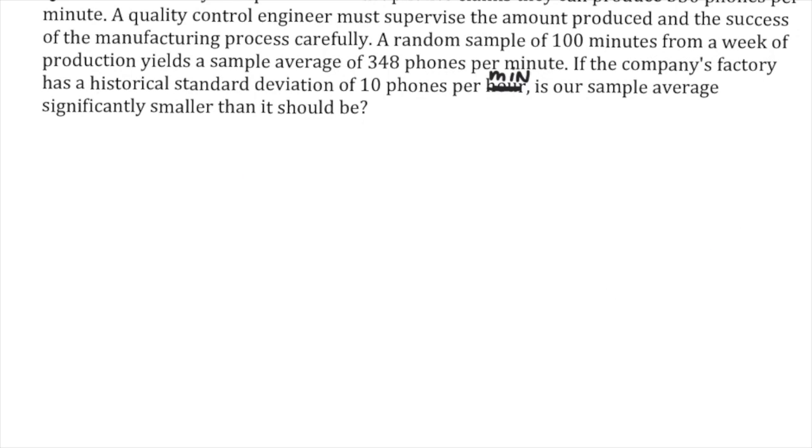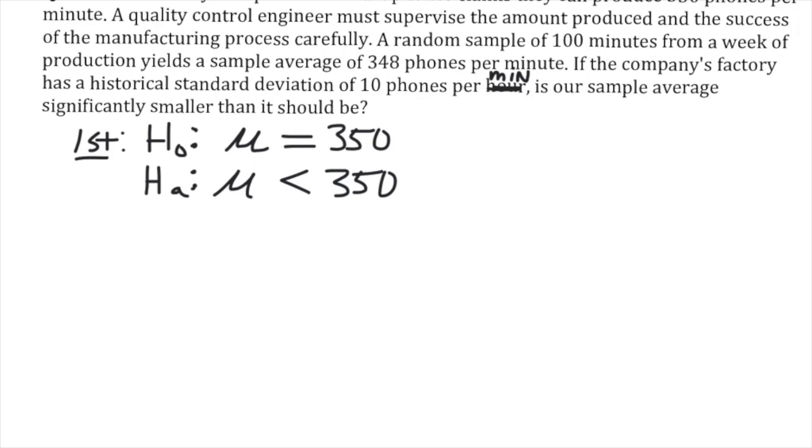Which brings us to the last way to solve this, which would involve using a hypothesis test. So the hypothesis test has 4 steps. The first step is stating our hypothesis. The null hypothesis, or what we're told is true, is that the factory is producing 350 phones per minute. The alternative hypothesis is what we think is maybe going on behind the scenes, that really maybe the true average is less than 350 phones per minute.